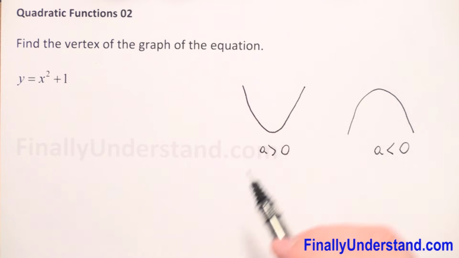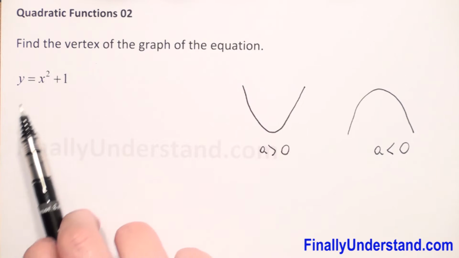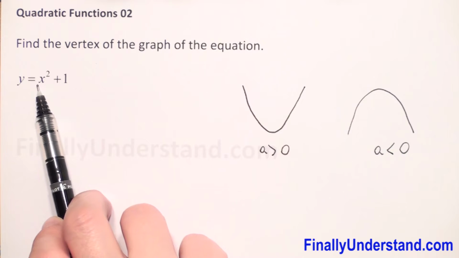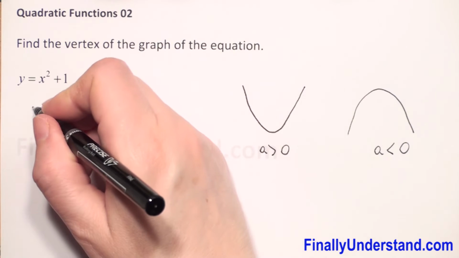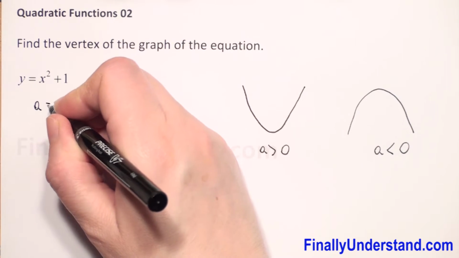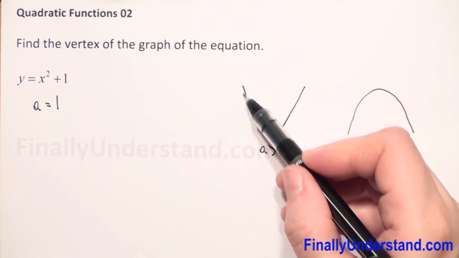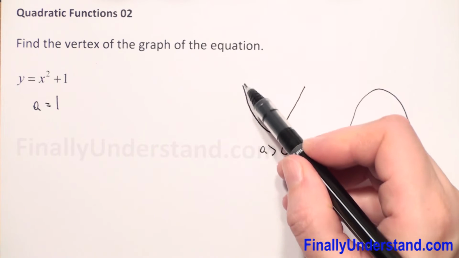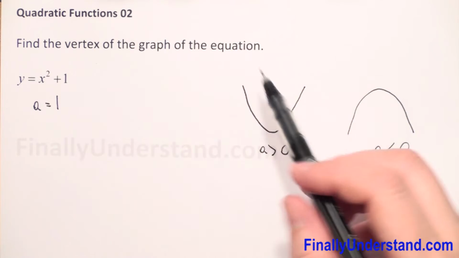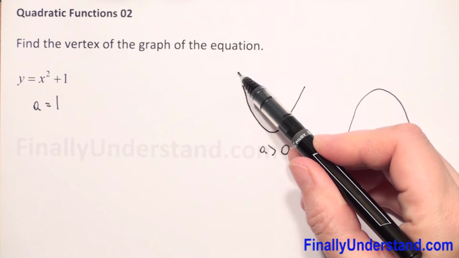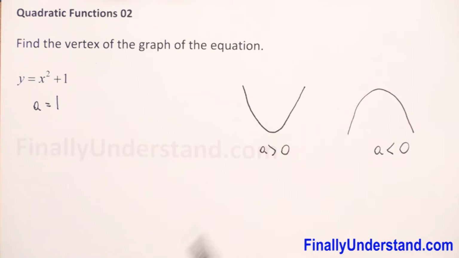So now in this example, the coefficient before x squared is an invisible 1. So let me write a is equal to 1. So this is our parabola. In this example, the graph of our function is a parabola that opens up.